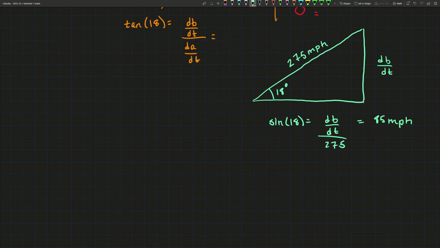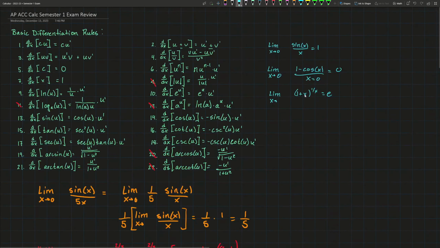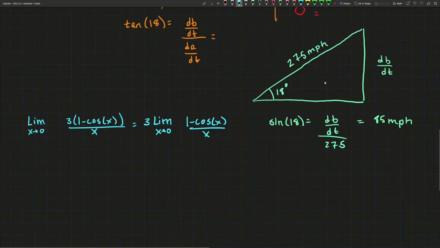Limit as x approaches 0 of 3 times (1 minus cosine of x) over x. Okay, this is a lot like one of the first ones we did. We can factor out that 3, so it's 3 times the limit as x approaches 0 of (1 minus cosine of x) over x. That's one of our special limits. Okay, that's this middle one, and that's just equal to 0. So this is 3 times 0, which is just 0.